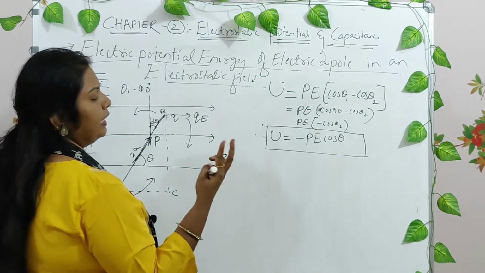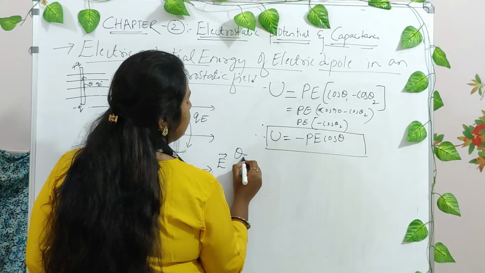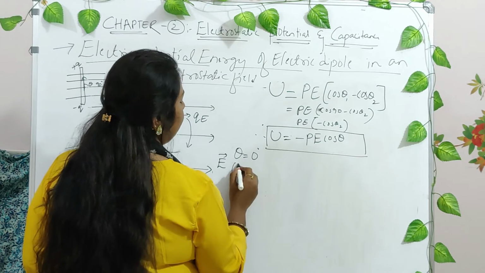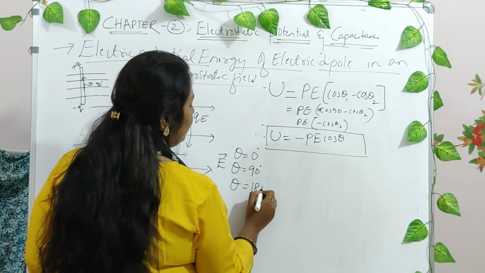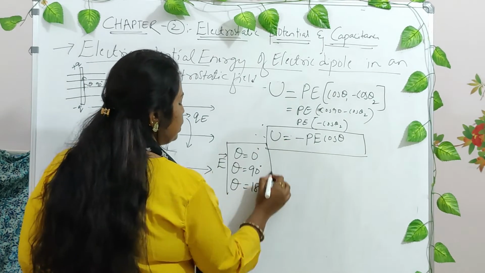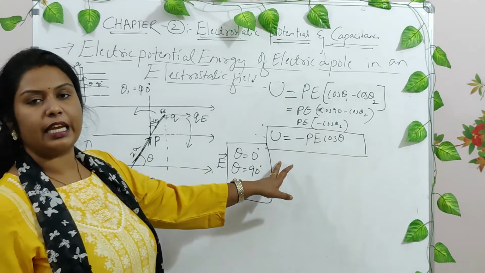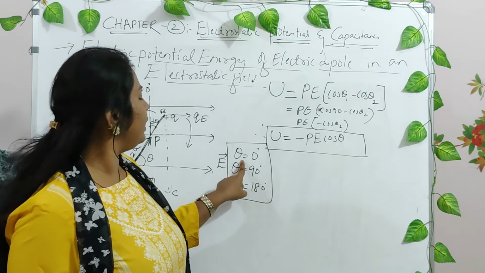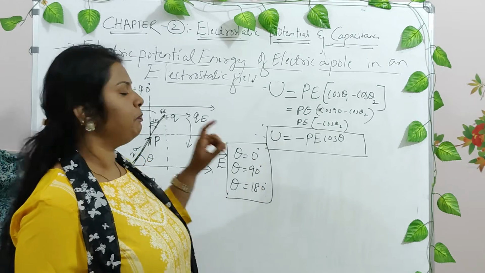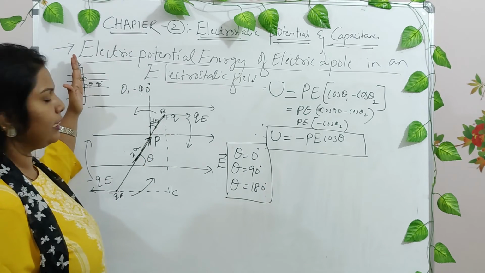Now there are 3 conditions: when theta is equal to 0 degrees, when theta is equal to 90 degrees, and when theta is equal to 180 degrees. There are 3 conditions you need to understand in which the dipole is arranged, right? What do you mean when theta is equal to 0 degrees? Initially it is like this, right?